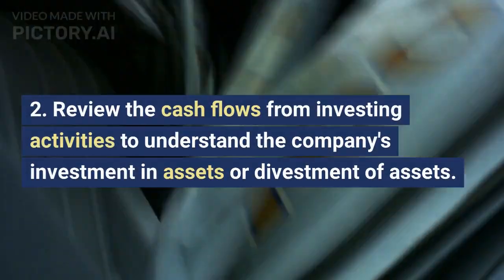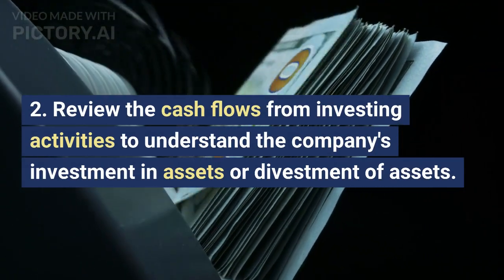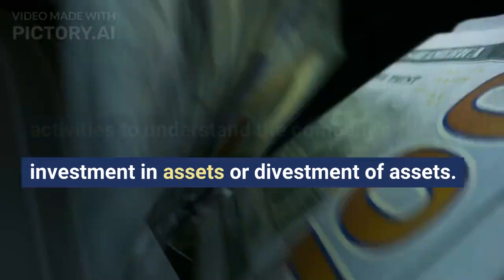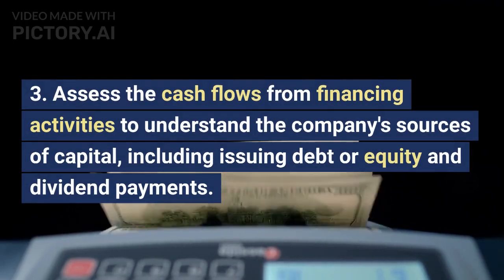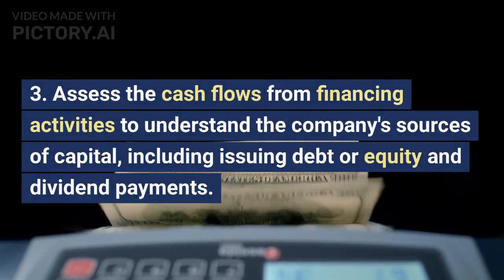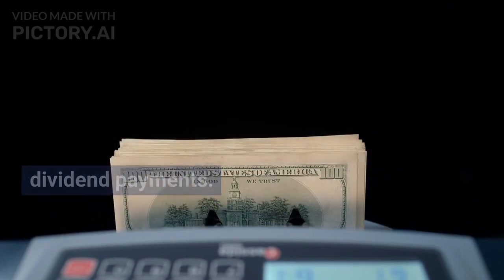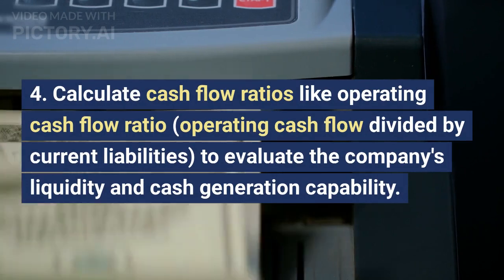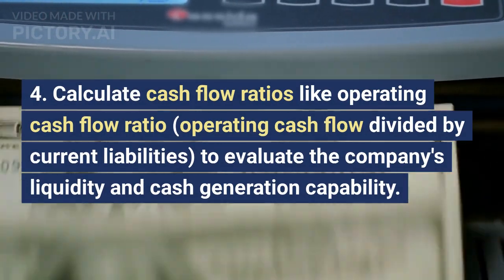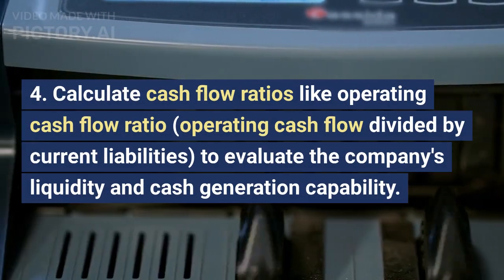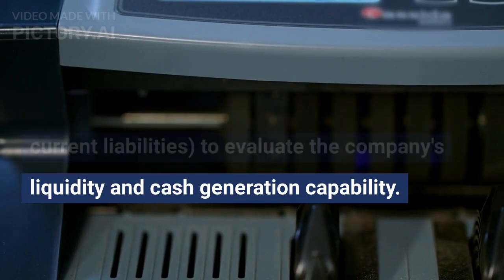2. Review the cash flows from investing activities to understand the company's investment in assets or divestment of assets. 3. Assess the cash flows from financing activities to understand the company's sources of capital, including issuing debt or equity and dividend payments. 4. Calculate cash flow ratios like operating cash flow ratio, operating cash flow divided by current liabilities, to evaluate the company's liquidity and cash generation capability.